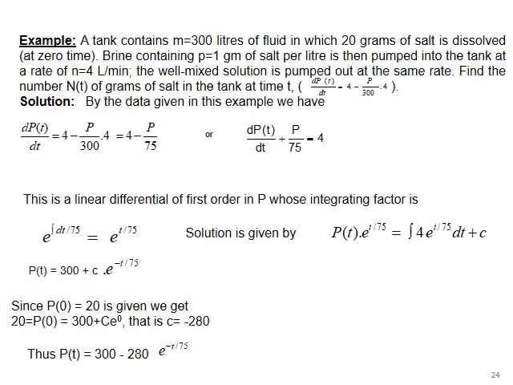Another example. A tank contains 300 liters of fluid in which 20 grams of salt is dissolved at time 0. This is the initial condition. Brine containing 1 gram of salt per liter is then pumped into the tank at the rate of 4 liters per minute. The well mixed solution is pumped out at the same rate. Find the number n of grams of salt in the tank at time t. And he gave you the formula. Just a minute. This is the formula.